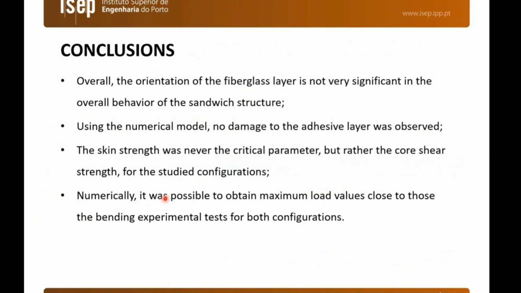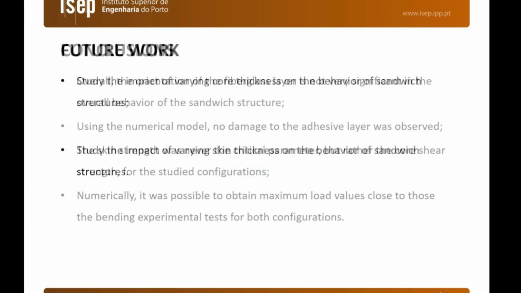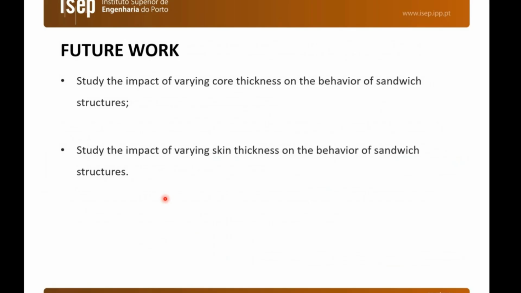Here we can see the conclusion. We found out that the orientation of the fiberglass in the skins is not very significant. In the numerical model, we did not observe failure in the adhesive, equally to the experimental test. The skin was also never a critical parameter, but rather we always had failure in the core, as we observed both numerically and experimentally. We also have some suggestions for future work, and I would like to conclude my presentation.